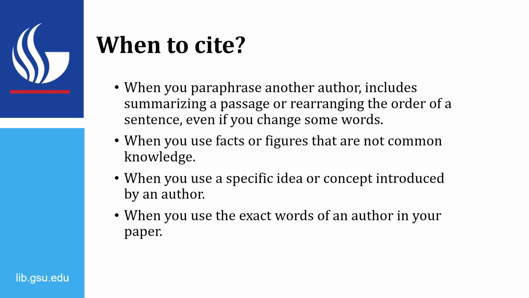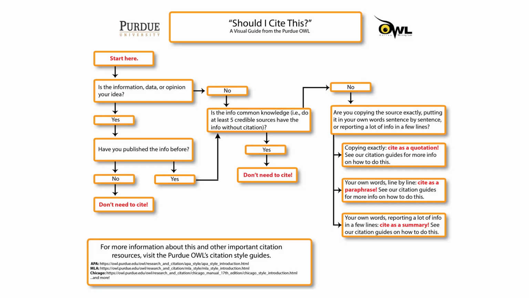When do we cite? It's important to cite or credit your sources when you use any idea that's not yours. That includes the exact words of an author, called quoting, or rearranging the words but still using the same idea, called paraphrasing. The Purdue OWL offers a visual guide on when to cite. Follow the prompts on the chart to see if you should cite something. For example, if something is not your idea and not common knowledge, then you should indeed cite the source.